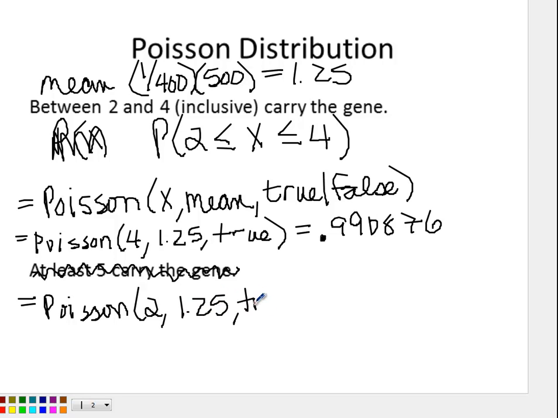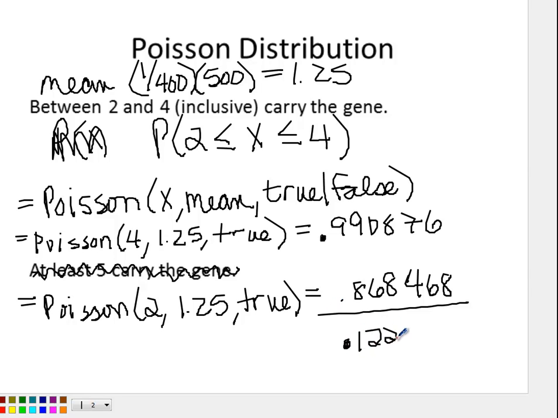And then when I get both of these probabilities, I can subtract them. I got 0.868468, I believe. So now I'm going to take these two numbers and subtract them, and I get 0.122408. So the probability that between 2 and 4 inclusive carry this gene is 0.122408. Okay, so this is the command you use for Poisson.